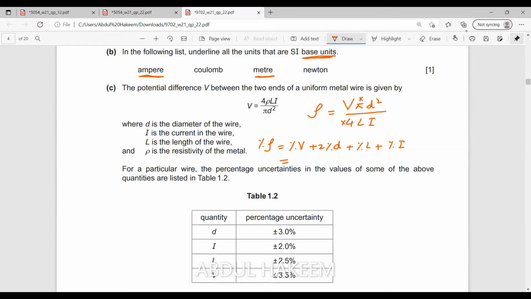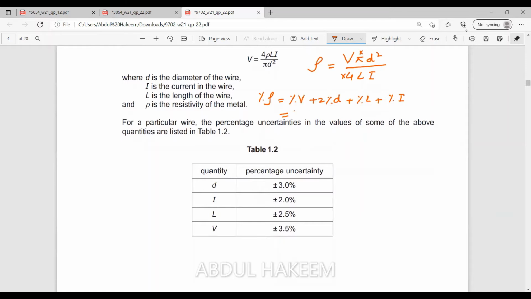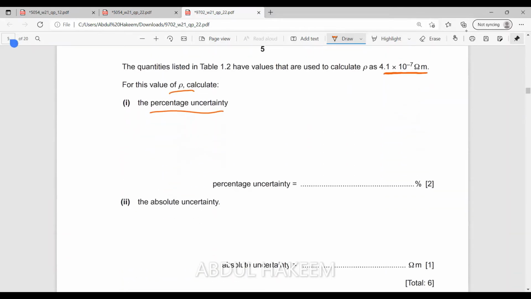Now from the table, voltage percentage is 3.5, plus 2 times D, so 3 times 2, it becomes 6. Then the length percentage, it is 2.5. And then this I current percentage is 2. So when they are added, 6 plus 2 is 8, plus 3.5 and 2.5, this is 6. I think it is 14%. So the answer for this value is 14%.